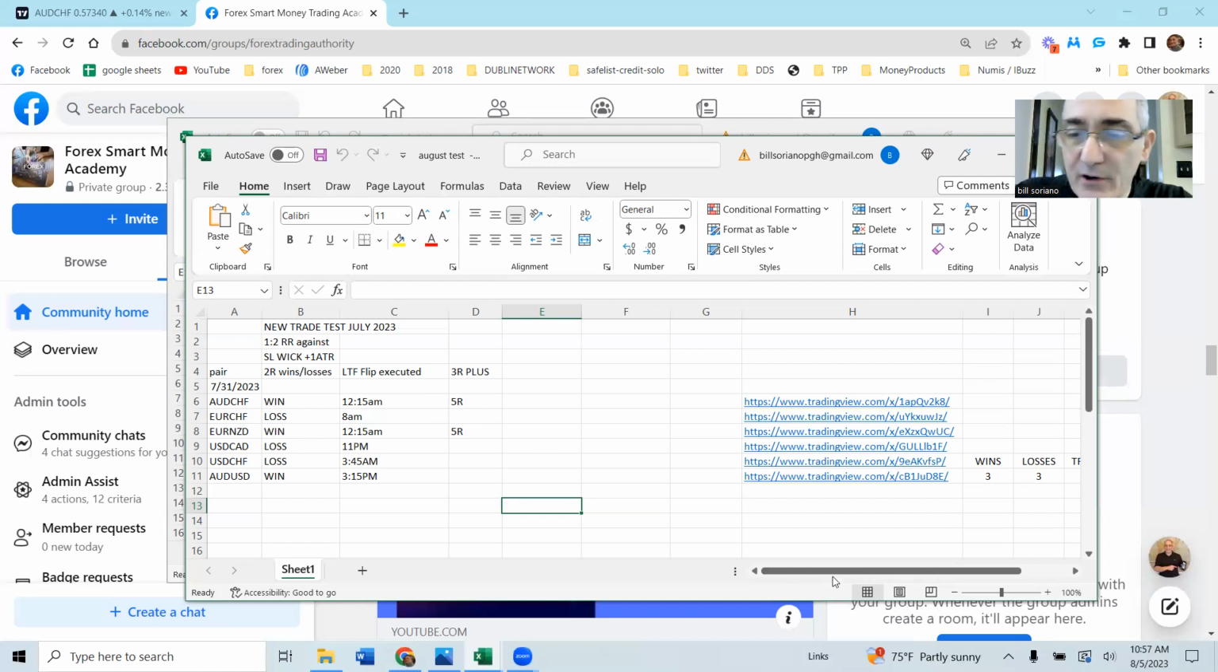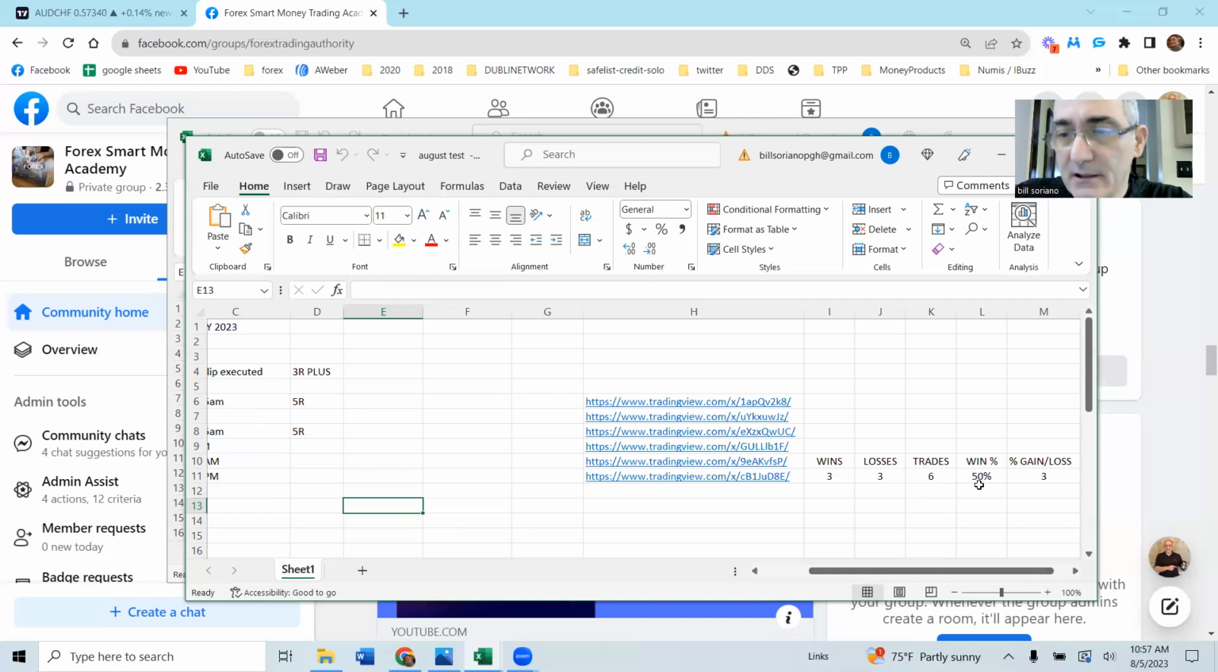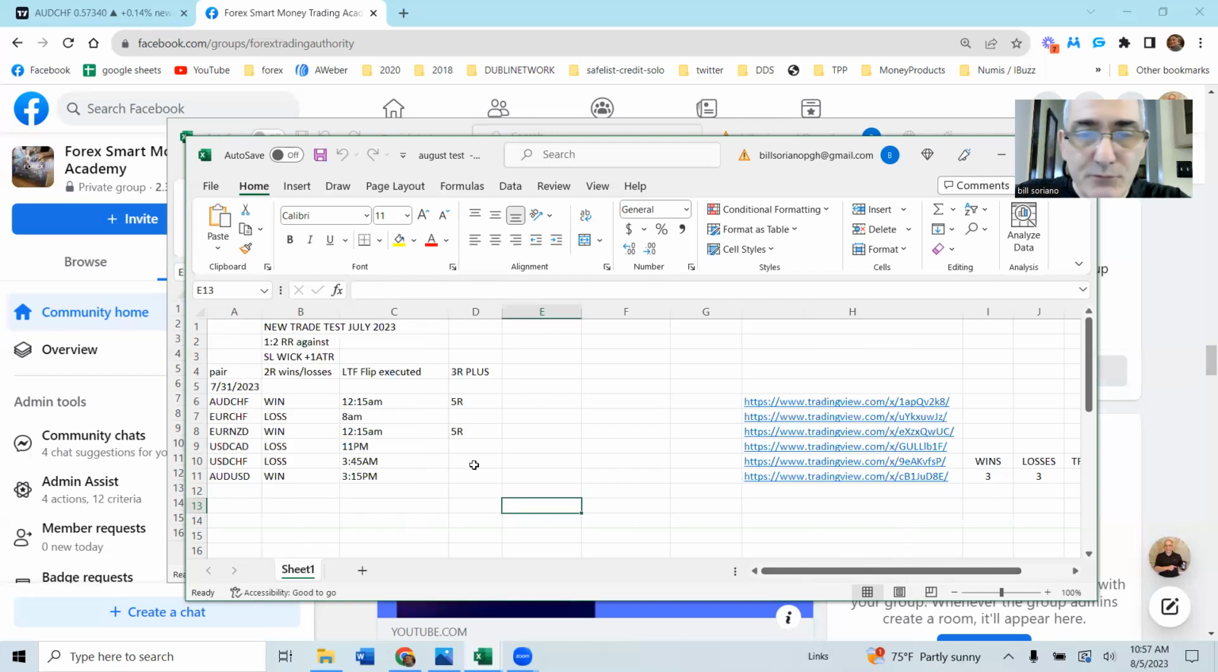However, that's not calculated in our winning percentage, right? Or our percentage gain or loss. That's just so we can keep track of that. And at some point, if we see that a larger majority of our winning trades are going to 3, 4, 5, or even 6 or 7R, then we can make a change to our actual strategy where maybe we try to get a 1 to 2.5 risk to reward ratio on every trade.